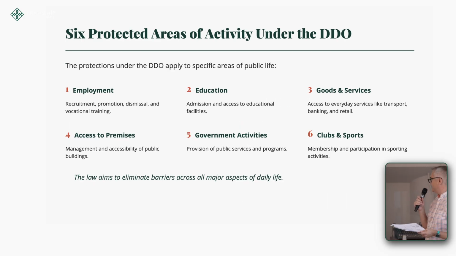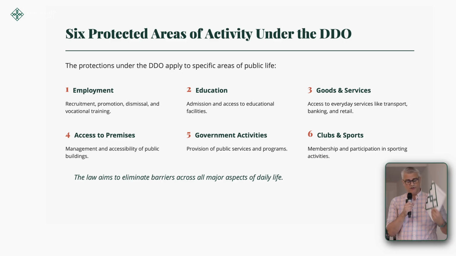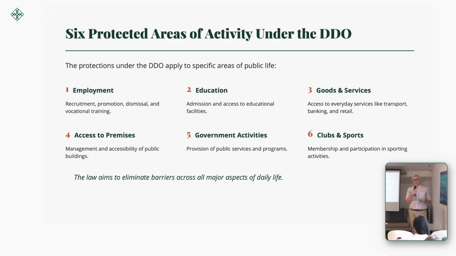So we can see the six areas that are primarily protected, with employment, education, and goods and services and access to premises being the key areas that affect people in day-to-day life. With respect to employment, which is probably the most important area, the government has issued a code of conduct, and they've also issued an independent code of conduct for education as well. A code of conduct is essentially guidelines issued by the government, which are not legally binding in the same way that the statute is, but the Equal Opportunities Commission and a judge, if the matter went to court, would consider compliance with the code of conduct when assessing whether there was unlawful action or not.